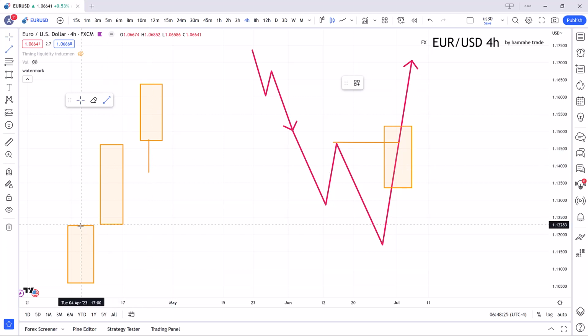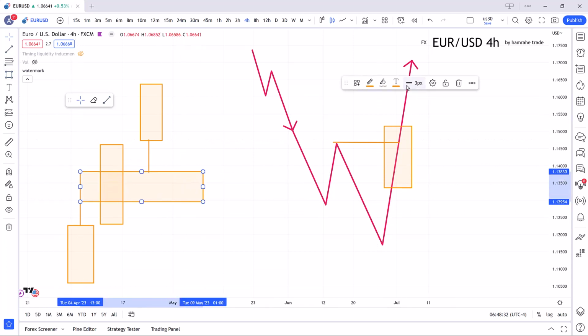For example, it is like this, and this space between these two candles is an imbalance. So it is a three candle formation where the shadow of the first candle doesn't touch the shadow of the third candle. This space is called imbalance.